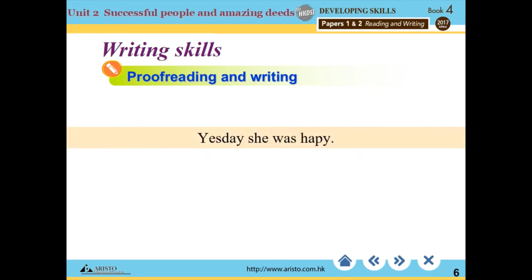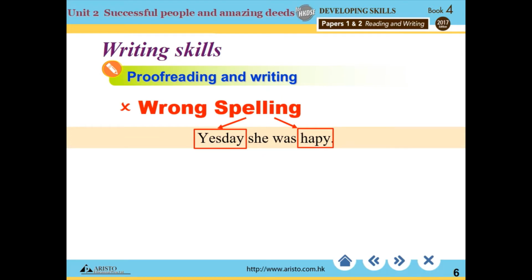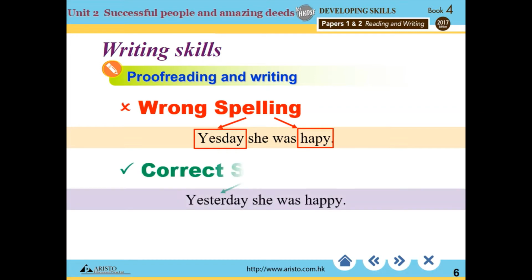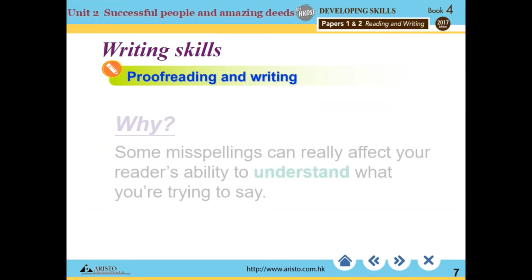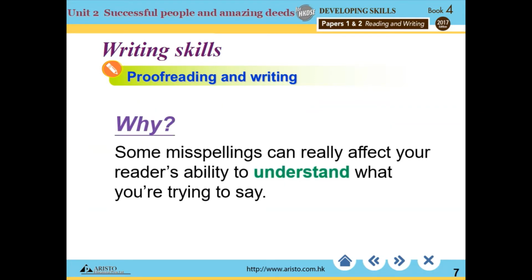Let's take a look at this sentence. 2 of the words, yesterday and happy, are misspelled. And here's the sentence with the spelling mistakes corrected. A few spelling mistakes won't really affect your reader that much. But if you have many in one sentence within a few lines, your readers will have to spend a lot of time trying to figure out what you're saying. And this will affect their ability to understand your writing.